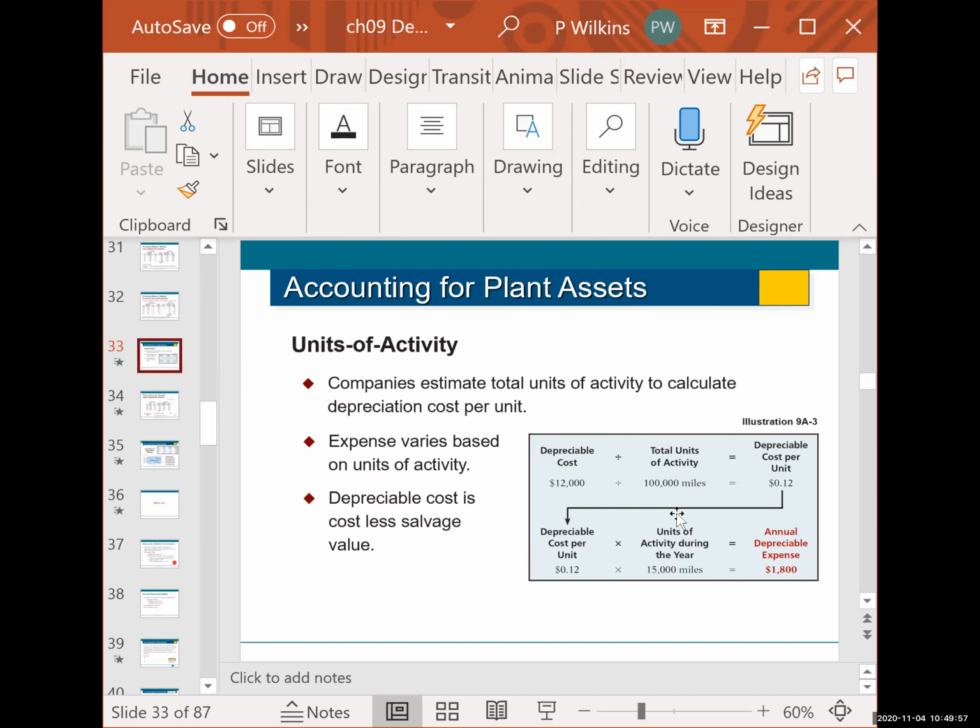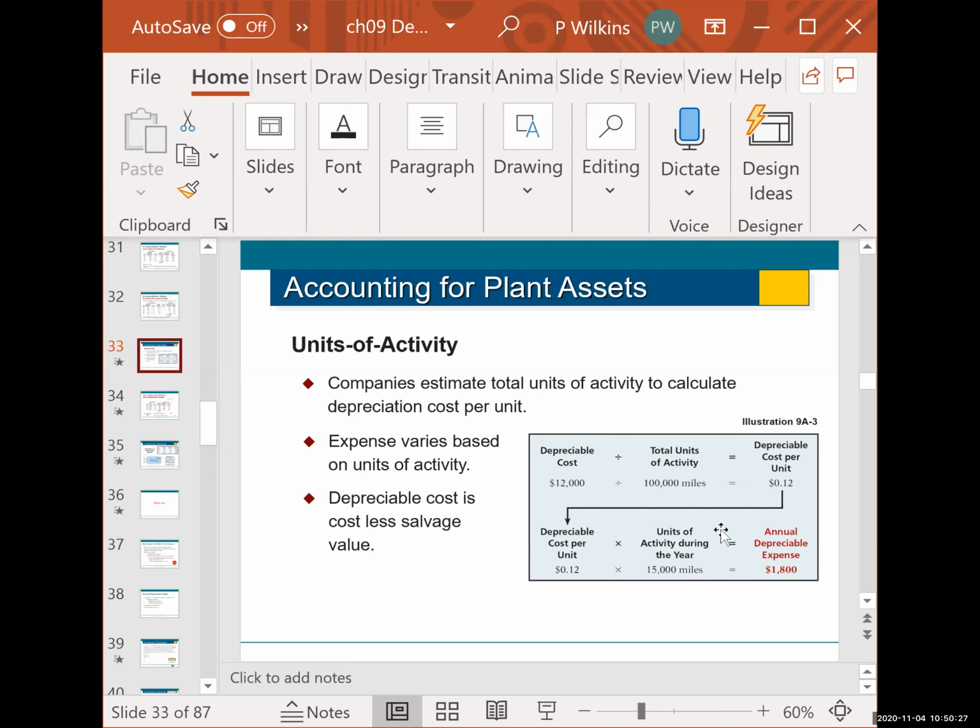Now, the units of activity one is a really interesting one. Another one that you don't need to know, but just be aware of it. You're not going to be tested on this or anything. So what they do is they take the depreciable cost of $12,000. They started at a $13,000 cost, right? Minus the $1,000 salvage gives us a depreciable base of $12,000. They're going to divide that by the total units of activity. So they're saying how many units they think this is going to produce.